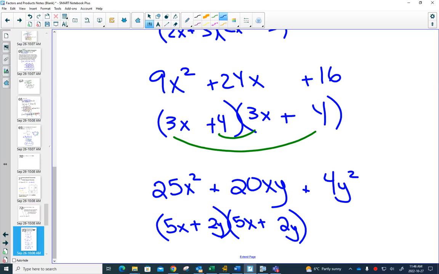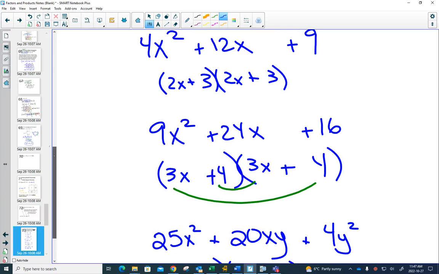Figure it out. Okay. A little intense there. So if it's a perfect square, it'll work out nicely in the middle.